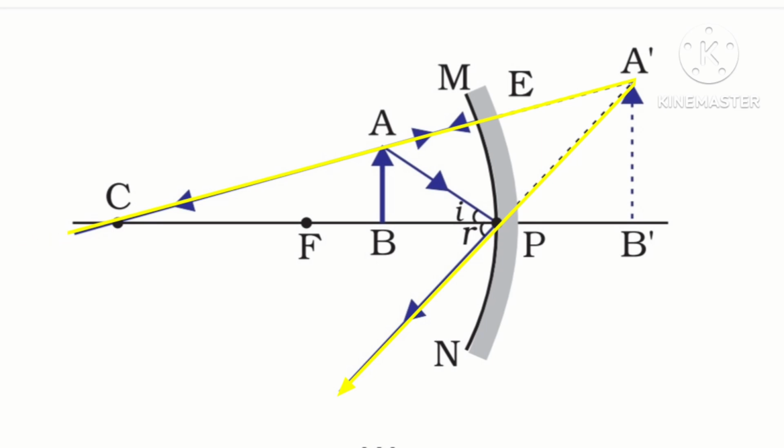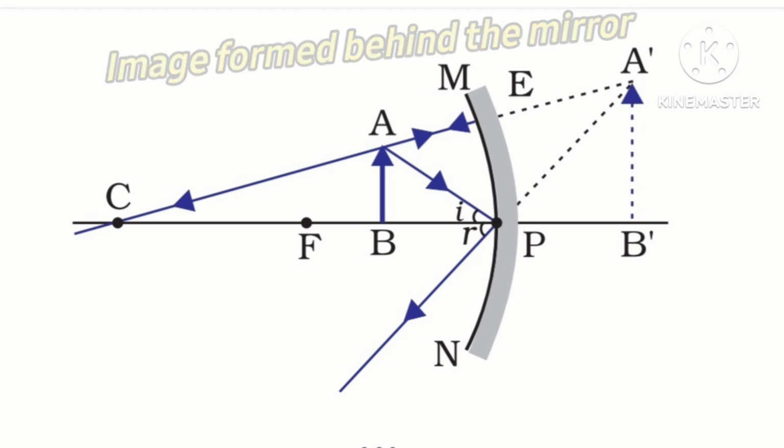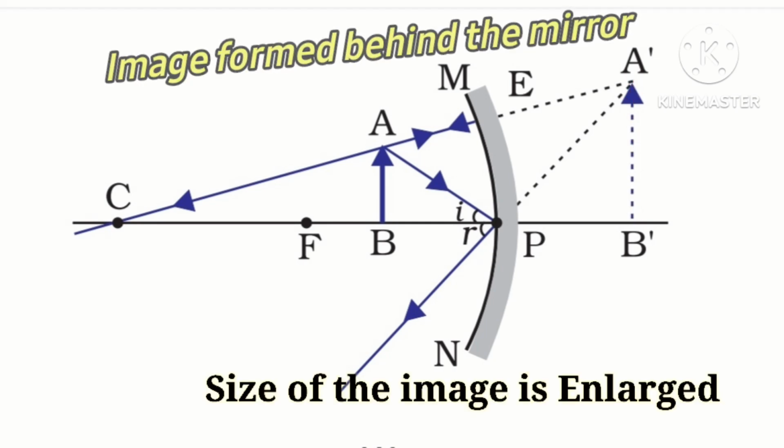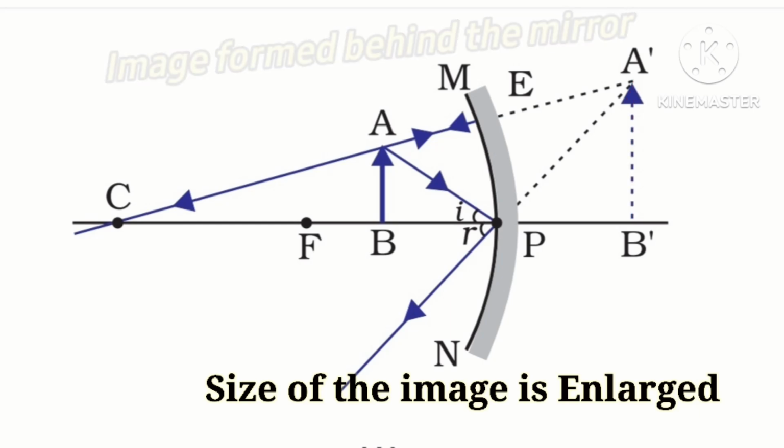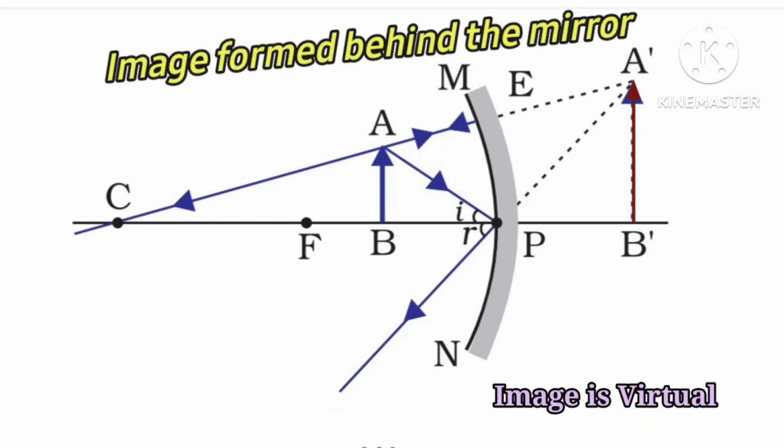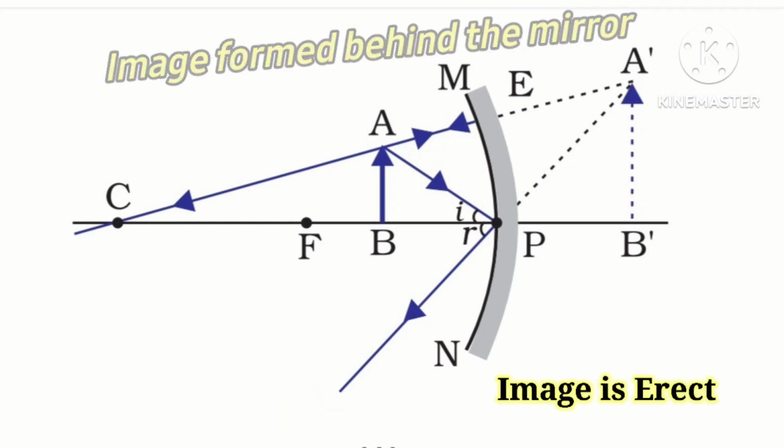So when we extend the two reflected rays, we get a virtual image in this case. When we observe the object and image, we get an enlarged size, and the image is virtual. We know the nature of that image is erect.